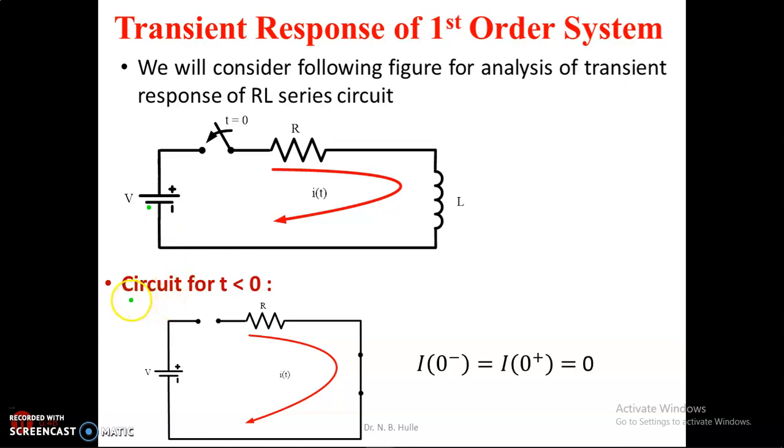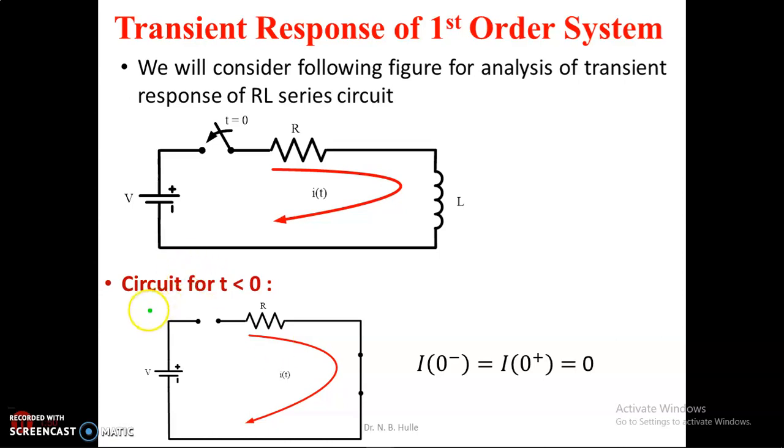First, circuit analysis for t less than 0, that is before switching. And while using the analysis before switching, we will use the final condition of the network, because before switching the switch was open and the steady state was reached. And then we will take the analysis of the circuit for t greater than 0, and in which we will try to find out the expression.